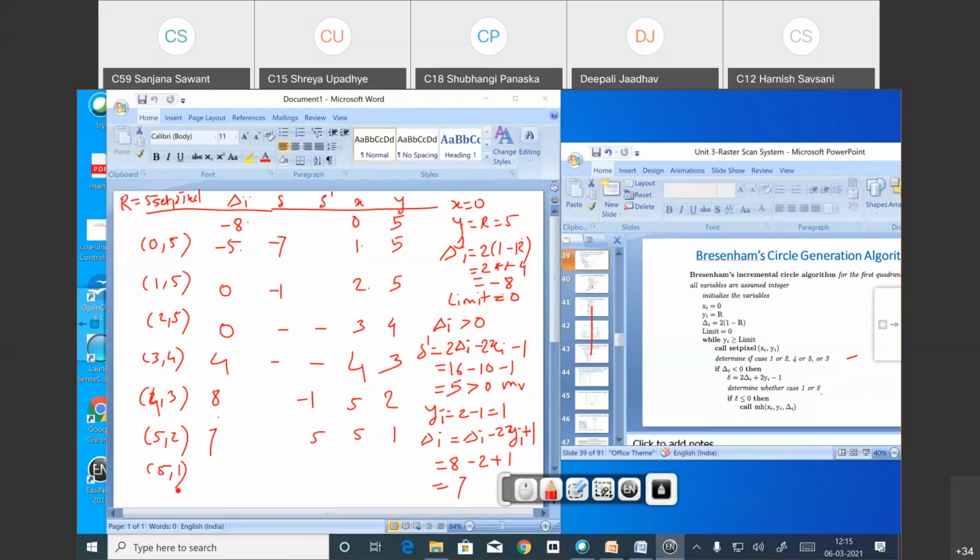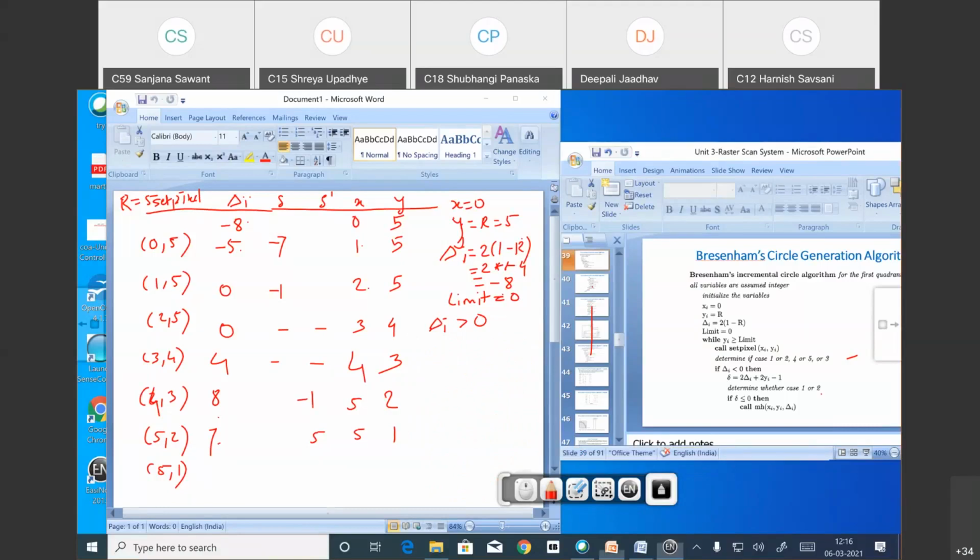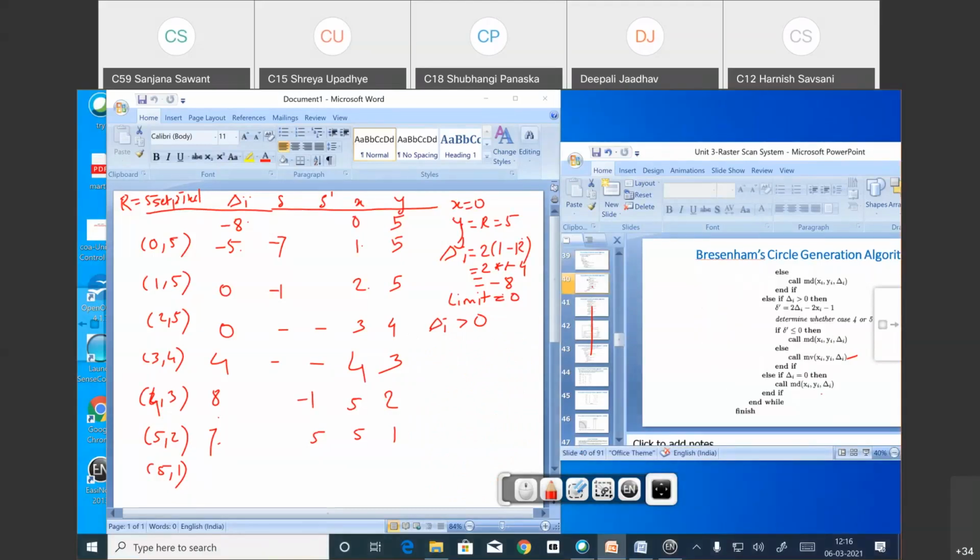Okay. The next one. Now check the value of delta I. What is it? Delta I is greater than 0. It is 7, so it is greater than 0. If it is greater than 0, then we calculate delta dash.